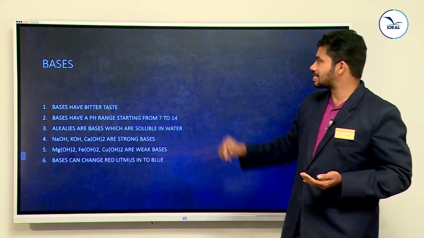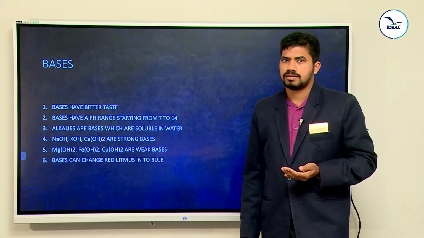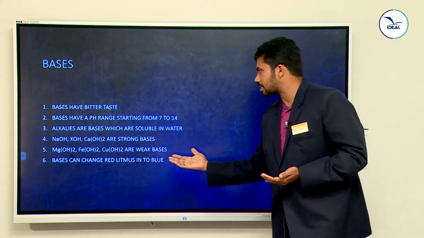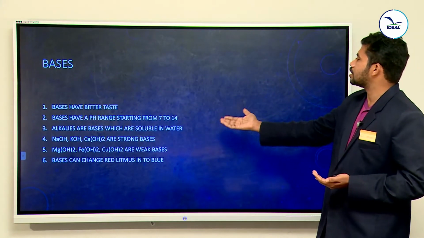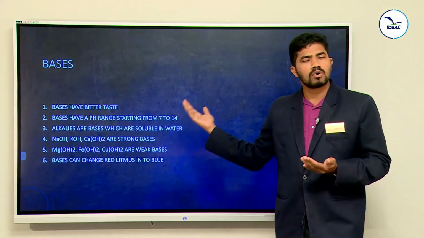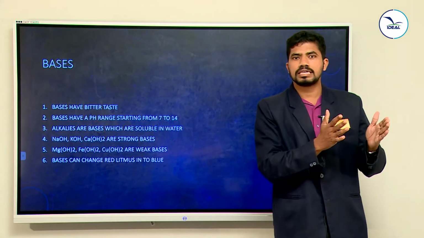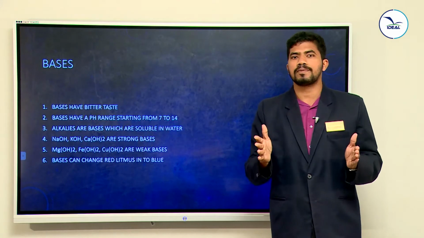Bases have a bitter taste. Dear students, acids have a sour taste, but bases have a bitter taste. And bases have a pH range from 7 to 14. I already told you about the pH scale measurement: 7 to 14 explains the strength of a base.